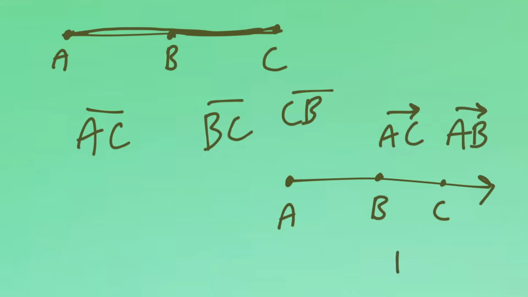But we could not call it ray BC because it needs to start at A. And we couldn't call it CA because the arrow needs to be pointing away from the A. So just be careful the order that you write your ray. And that's it with basic geometric terms.